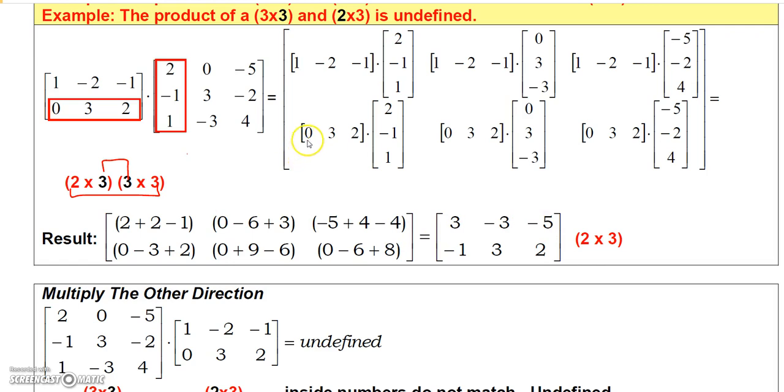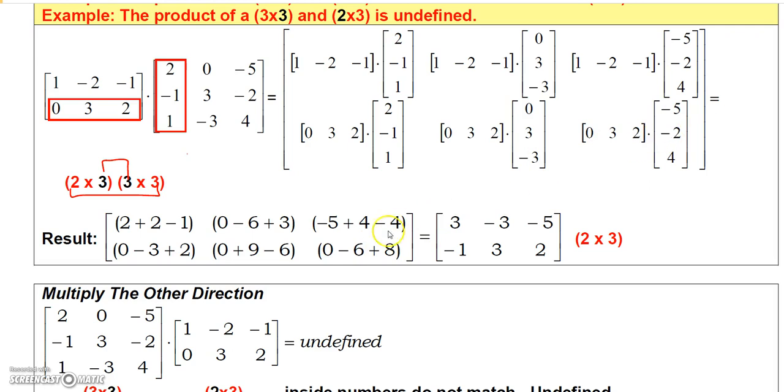And then now take the second row and multiply it by each column. So 0 times 2 would be 0. 3 times negative 1 would be negative 3. 2 times 1 would be 2. And then here, do this row times this column. 0 times 0 is 0. 3 times 3 is 9. 2 times negative 3 is negative 6. So 0 plus 9 minus 6 gives me 3. And I don't think I told you that over here, but anyway, 0 minus 3 plus 2 gave me negative 1. Alright, and then the last row with this column, 0 times negative 5 is 0.